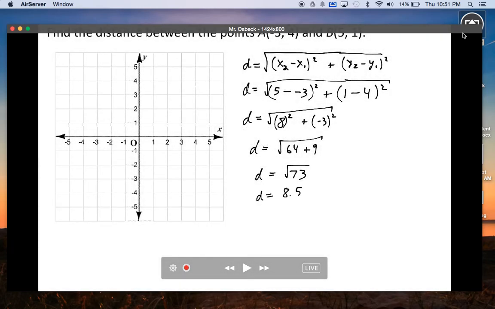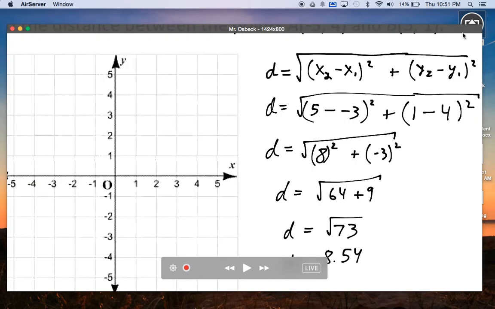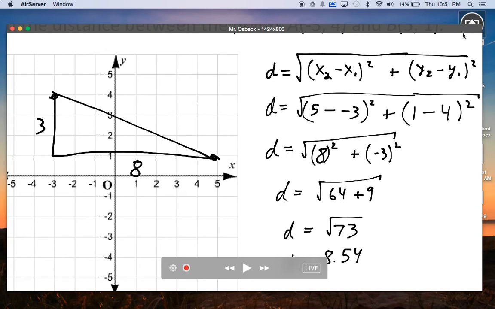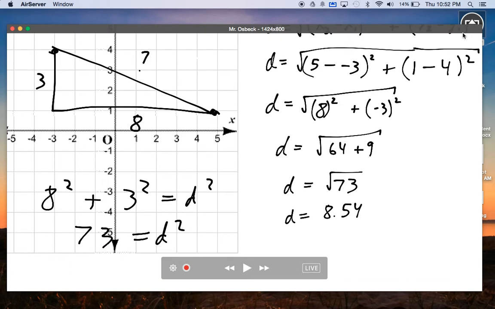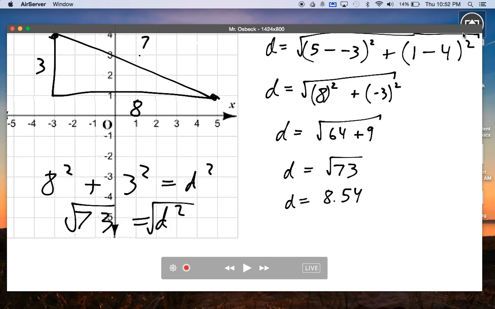Now, if you were to plot this and do the Pythagorean theorem method, you'd get the same thing. Alright, here's point A. B is at 5, 1. I would draw my triangle out, and I would get a distance of 8 here, and a distance of 3 here, and I'd want to know that distance. So I would get 8 squared plus 3 squared equals d squared. And when I square these two and add them together, I'd get 73 equals d squared. Take the square root of both sides, and then you'd end up getting the same thing, 8.54.